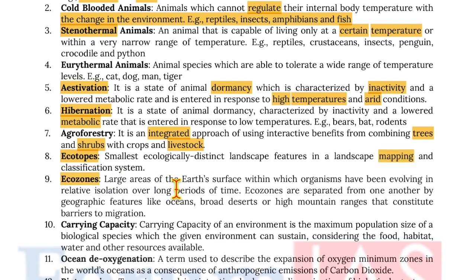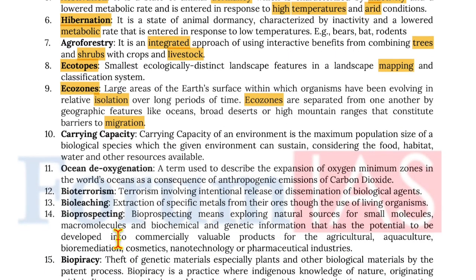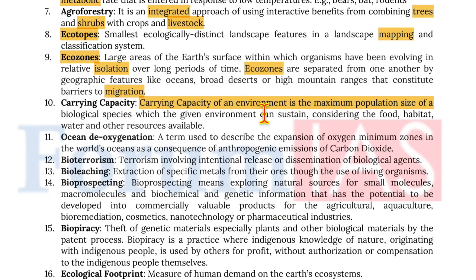Ecozones are large areas of Earth's surface within which organisms have been evolving in relative isolation over a long period of time. Ecozones are separated from one another by geographic features like oceans, broad deserts, or high mountain ranges that constitute barriers to migration. Carrying capacity of an environment is the maximum population size of a biological species the given environment can sustain, considering the food, habitat, water, and other resources available.